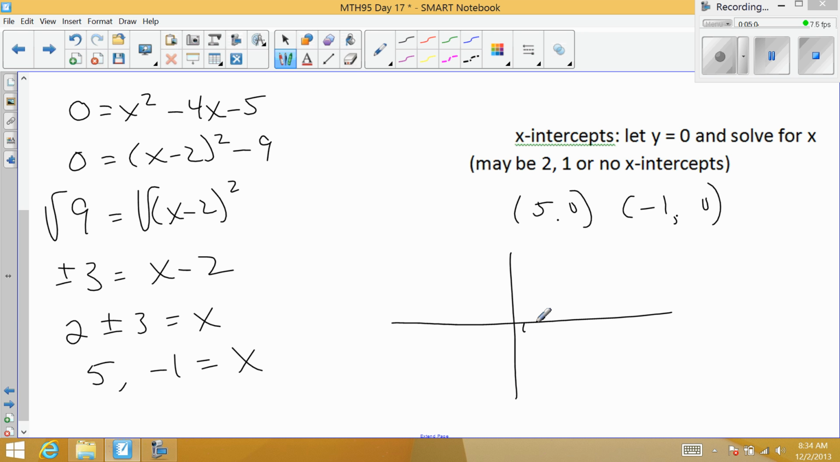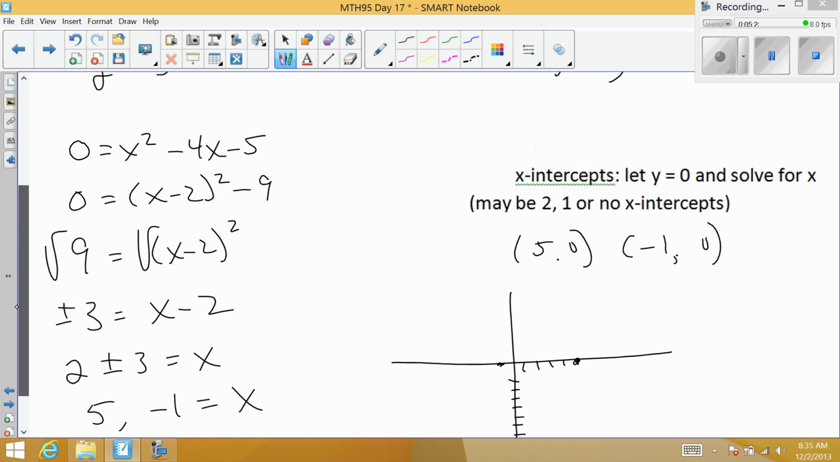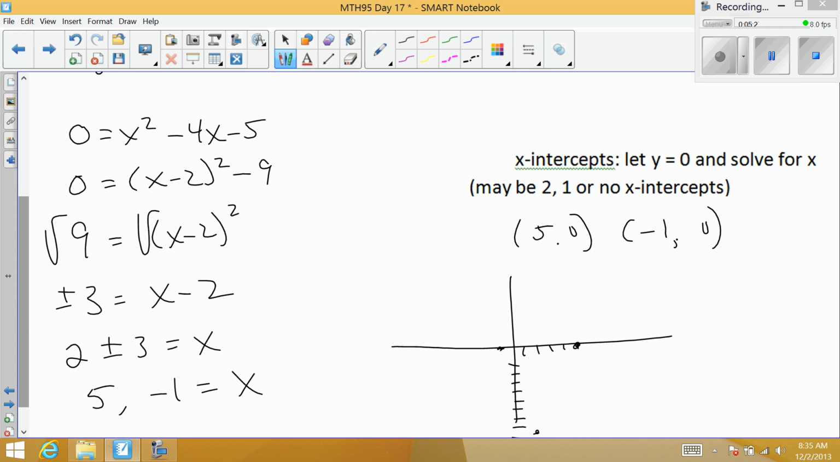So if our vertex is at (2, -9), I should have left myself some more room here. Let's see, 1, 2, 3, 4, 5, 6, 7, 8, 9. I've got an x-intercept at (5, 0) and (-1, 0). And then my y-intercept was at (0, -5).